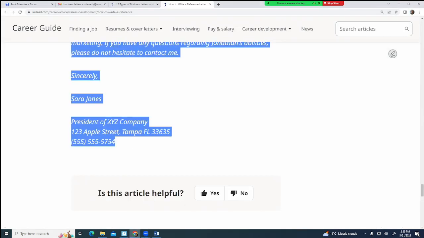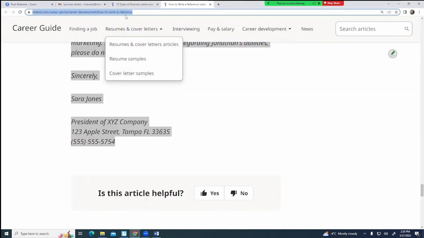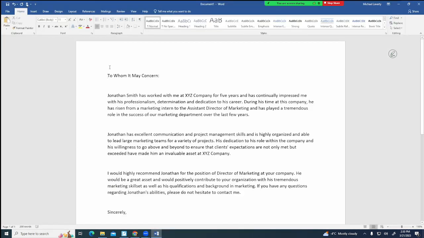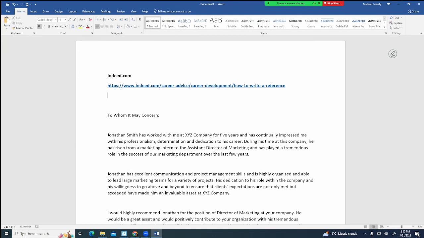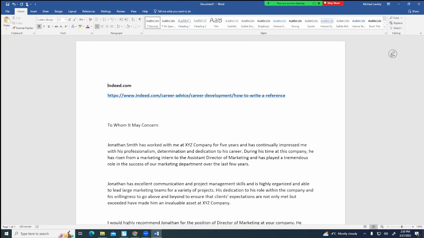I would also like to copy and paste the URL and put that in there. So I'm just going to put some notes to myself. This is Indeed.com. That's the hyperlink, right? So you have to identify the source when you give me the letter, right? So this is the source. So this is business letter example 1.